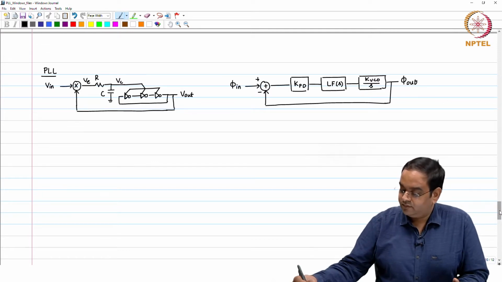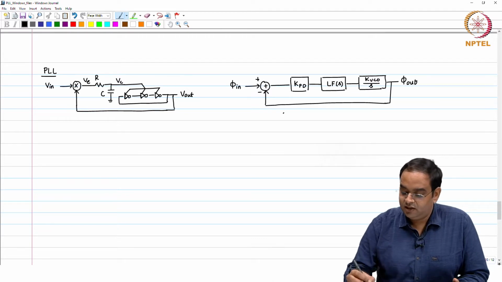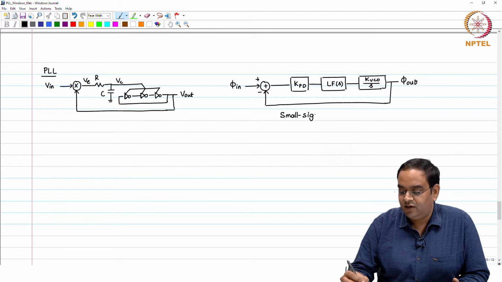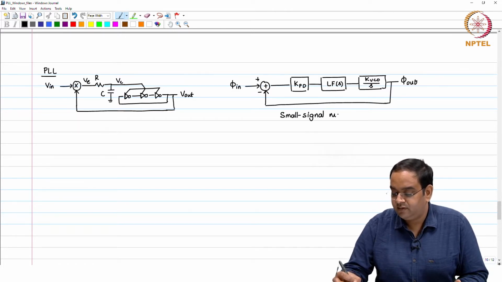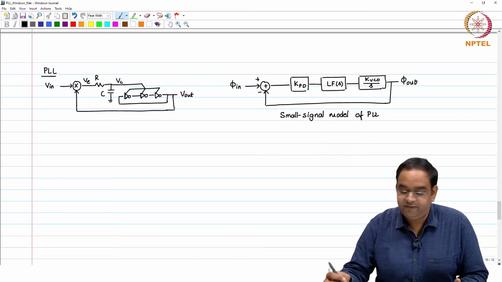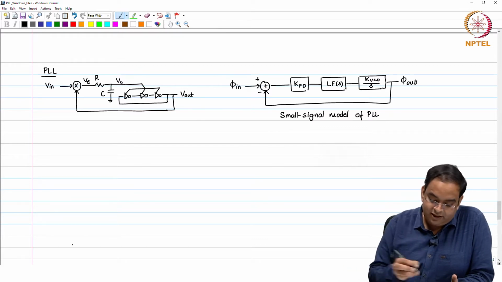Now, one is the actual implementation of the PLL, the other one is a small signal model of the PLL, or you can say a linear gain model of the PLL, as you see on the left. Now, to understand how these things work, we will take an example.